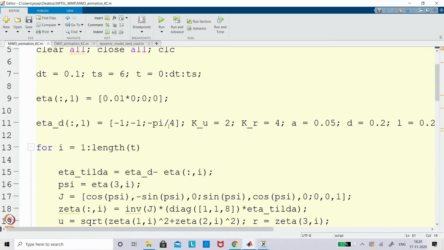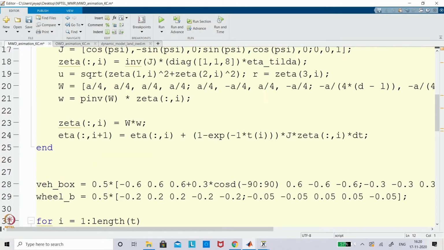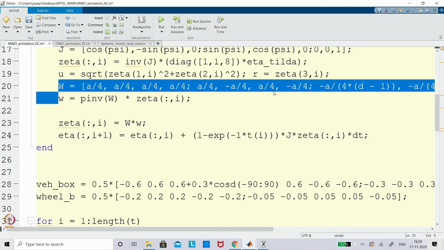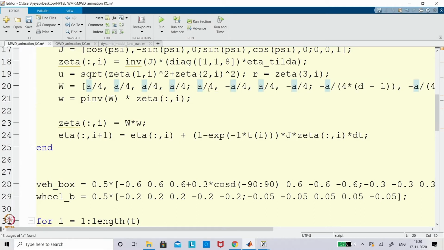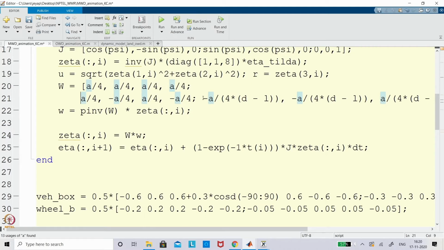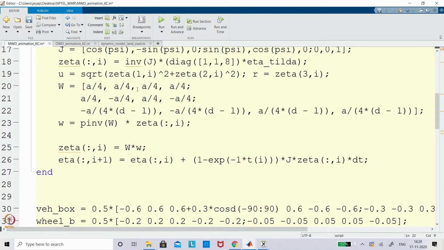Now you can see that for the mecanum wheel I am taking a simple set point control. Here you can see the W matrix brought in. I will just show it for your benefit. There are 3 rows and 4 columns. Since there are 4 columns, obviously you have to use the pseudo inverse. I am using the pseudo inverse straight away as pinv, but you can use the same thing. In this case it is a right inverse.